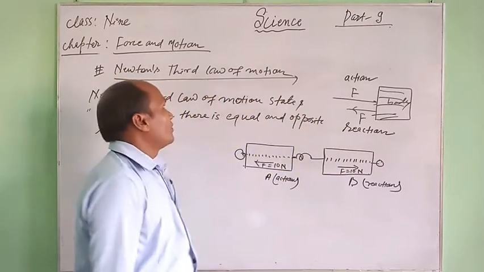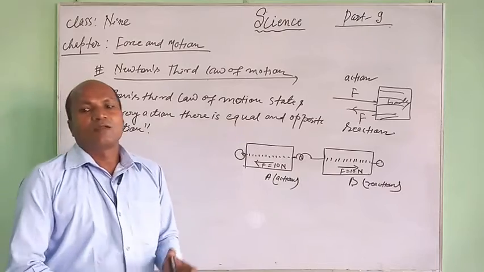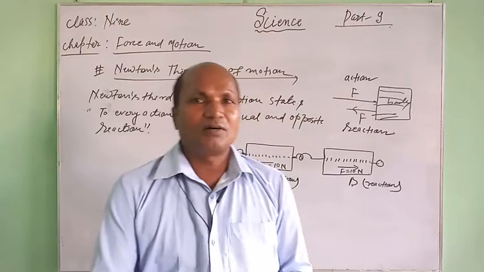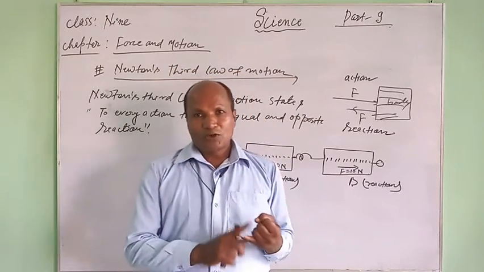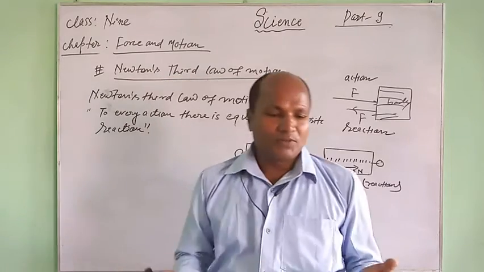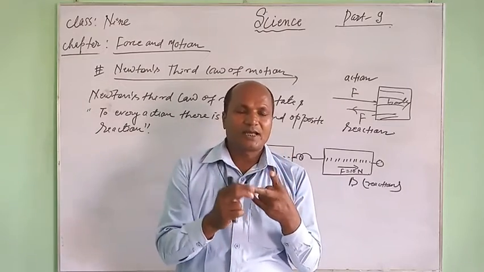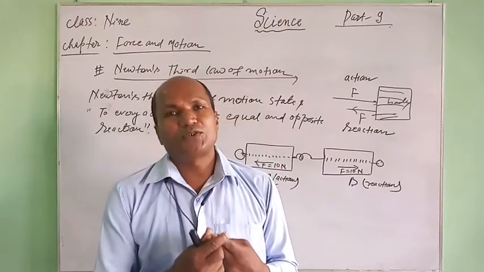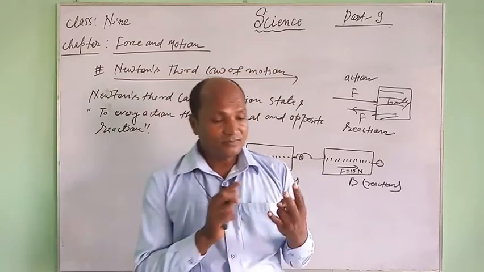So today you learned about Newton's three laws of motion: the first law, the second law, and the third law. In short, the first law of motion means the bodies found in the universe are always in two states, one is rest and the other is motion. A body keeps its original state of rest or motion. This is the first law.